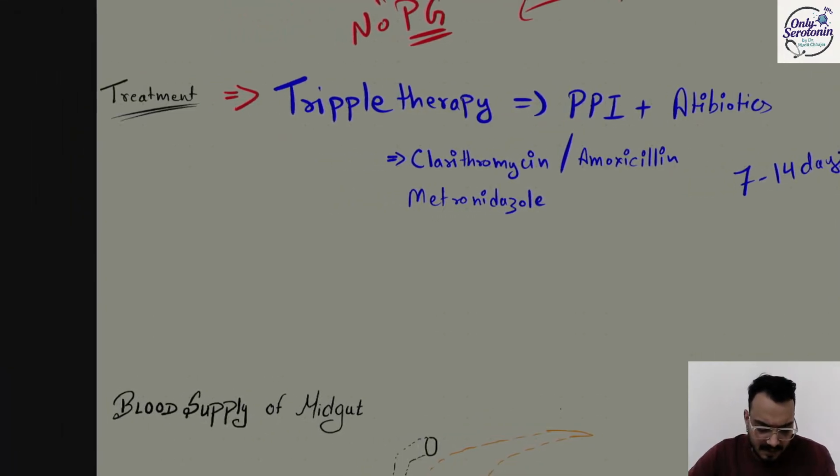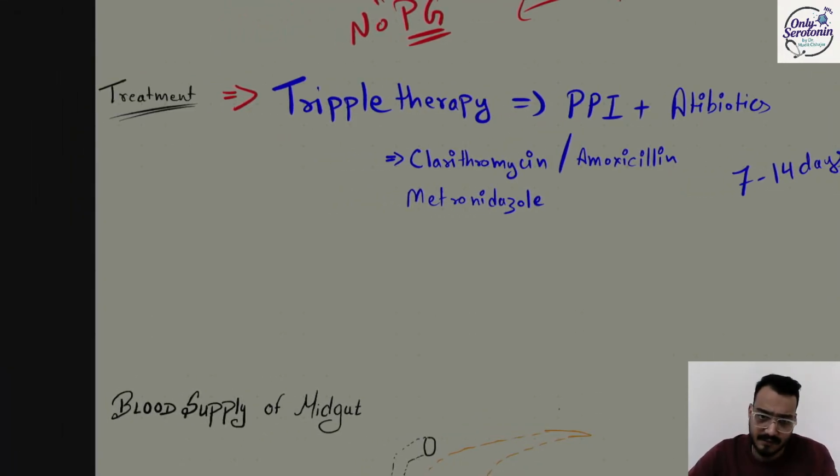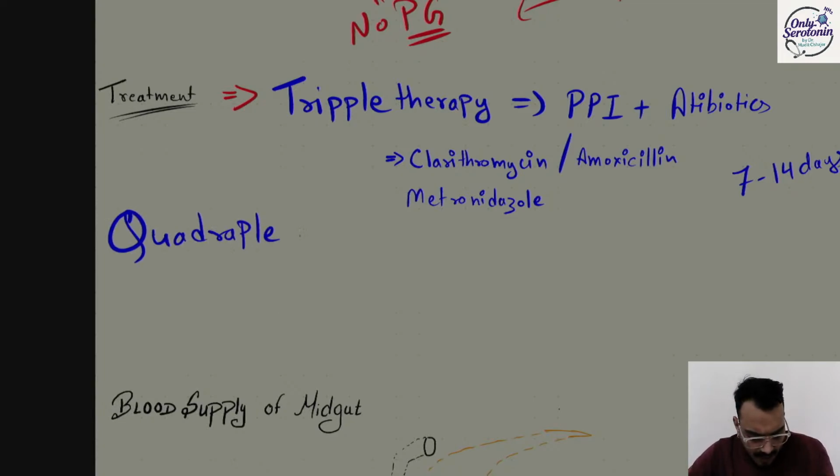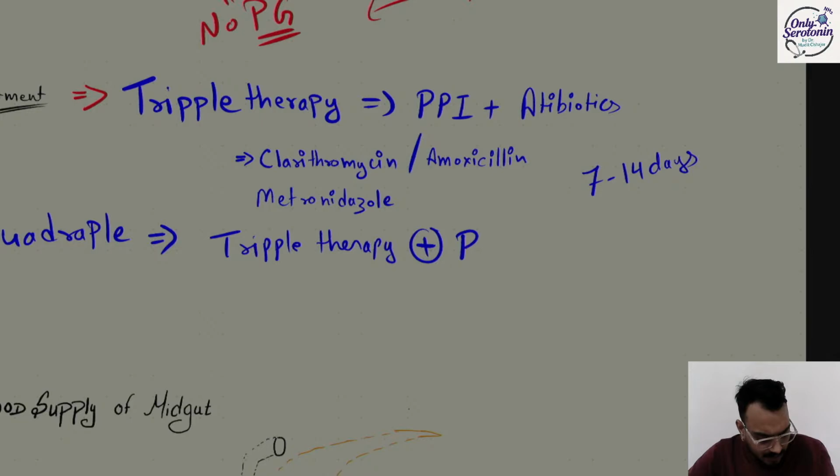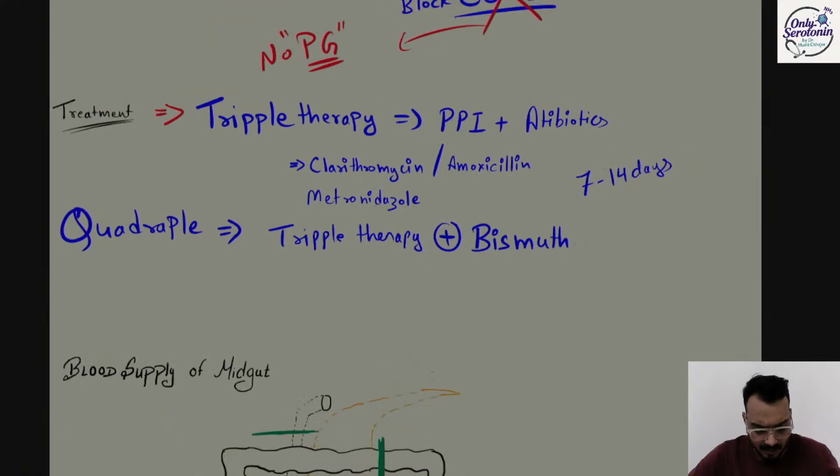After that, you will check the patient. If the patient is getting cured, well and good. If not getting cured, you are going to start quadruple therapy. In quadruple therapy, you have this triple therapy plus one more drug, and this drug is bismuth. And what is this bismuth doing? It is giving me extra protective layers in my inner lining of the stomach, right?